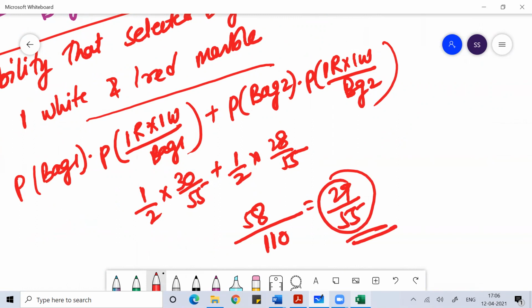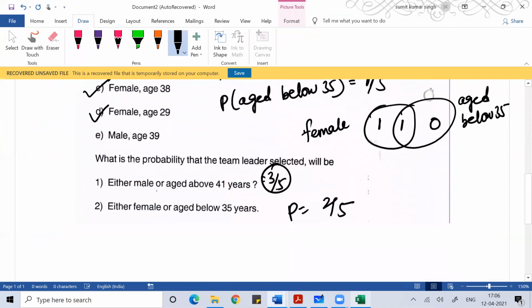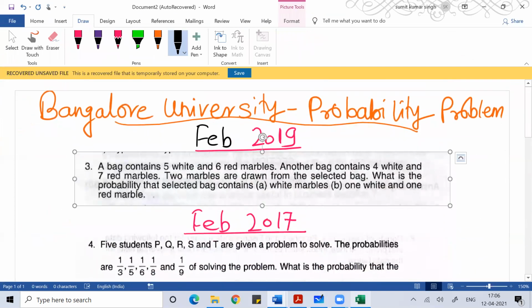So from this chapter, probability, these are all questions which I saw in the last 4 or 5 years which came. And all these questions I have discussed for you people.